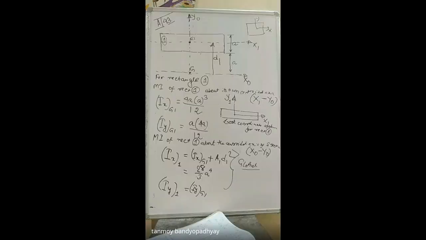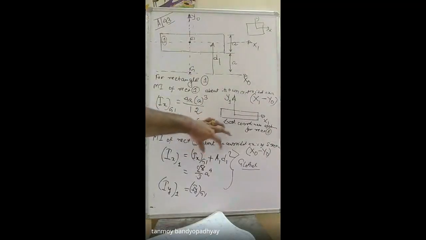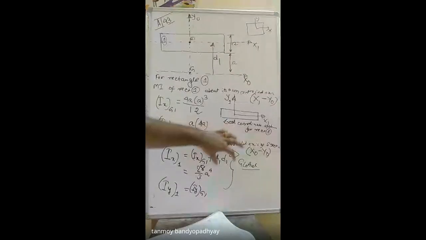কেন উল্টো হবে? মোমেন্ট অফ ইনার্শিয়া কি বলে, whatever its value about the central axis, so you just add on with the distance between the two axes. So I am calculating the moment of inertia about its own centroidal axis. So this value I have to add on with this one, not the other way around.